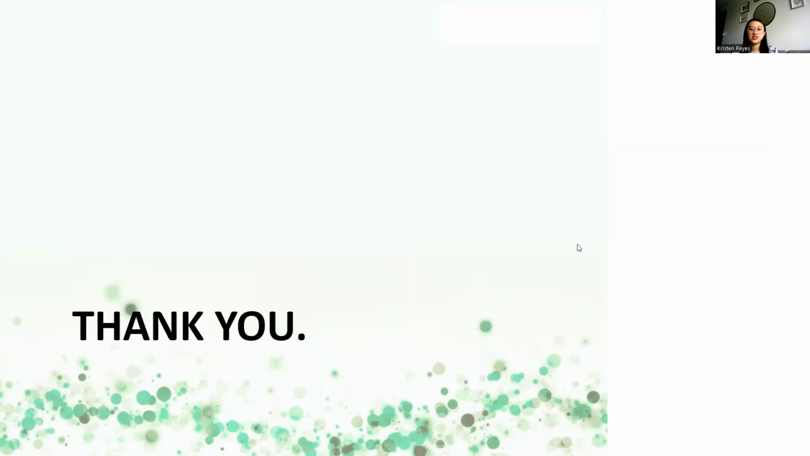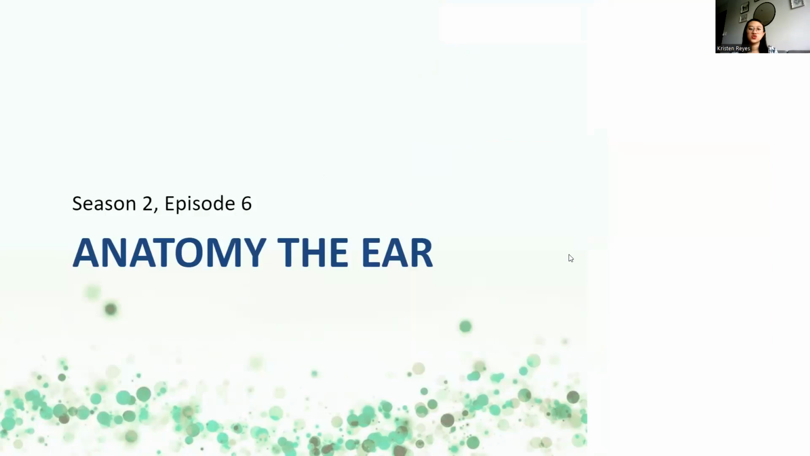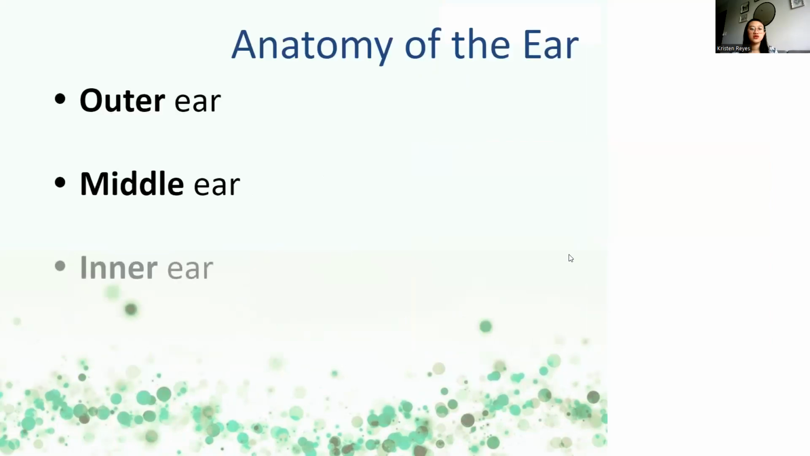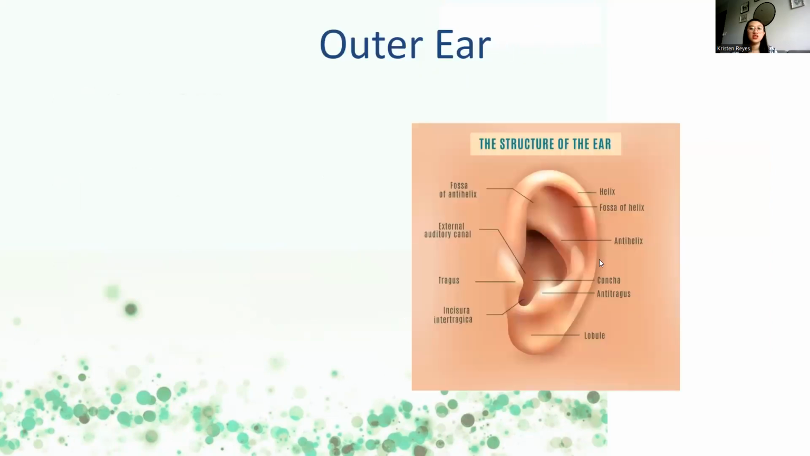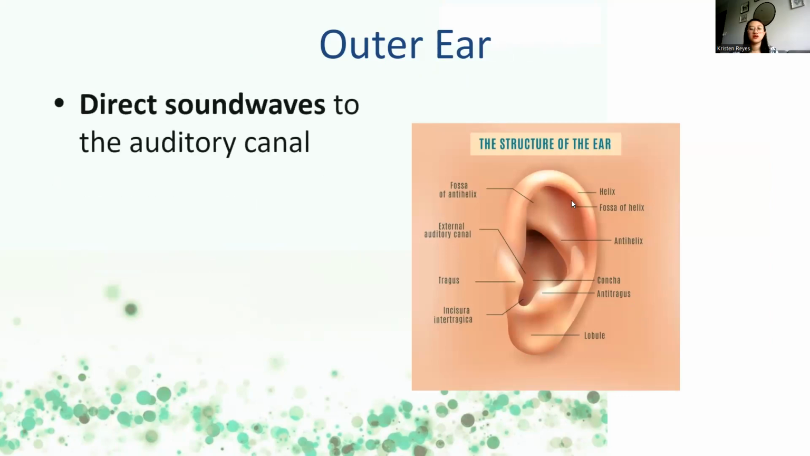We're done with the eyes. Now let's go with the ears. So review of anatomy of the ear. The ear is divided into three main parts: outer ear, middle ear, and inner ear. So outer ear, gross appearance of the ear. The function of the outer ear is to direct sound waves to the auditory canal. Okay. Again, if you remove your pinna or your auricle, it will be harder to determine where a sound is coming from.